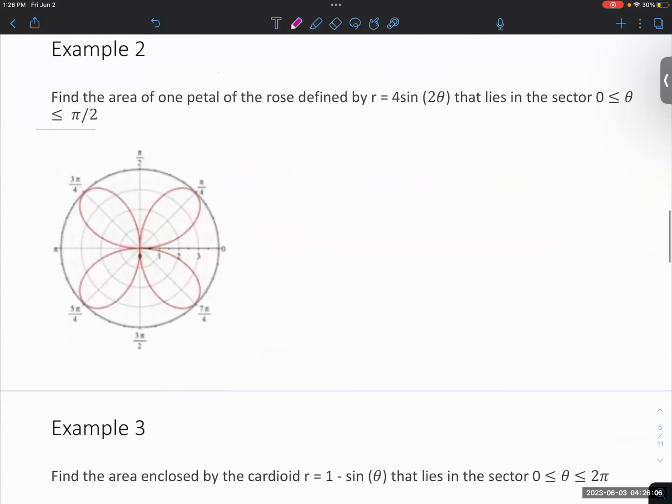So exactly, this is the rose shape of a polar function. This is a particular polar equation that shows you the rose shape when you graph it. They want you to find the area of one of the petals, right? From 0 to 90 degrees. So they're looking for exactly this area, from 0 to pi over 2.